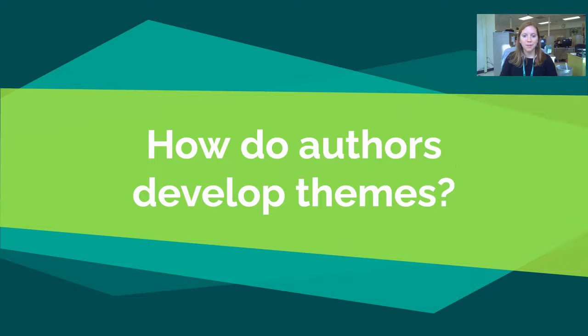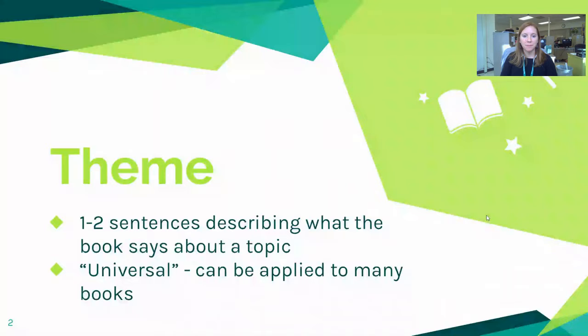Hey guys, this video is about how authors develop themes. So we talked last time about what a theme is, and we said that it's 1 to 2 sentences that describe what a book says about a topic. So it is not just a one-word topic, it's a sentence about that topic. Remember also that themes can be universal, so they can be applied to many different books, so we don't use names or titles when we're making a theme sentence.